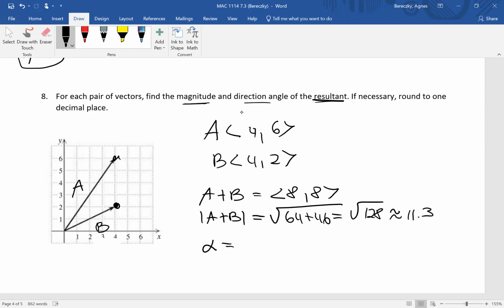Direction angle will be tangent inverse 8 over 8, which is tangent inverse 1 or 45 degrees.